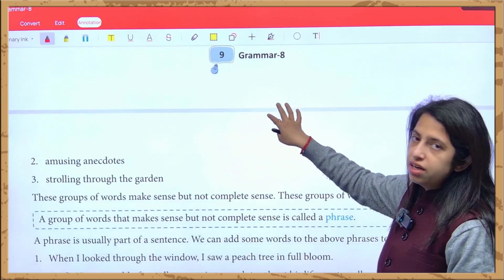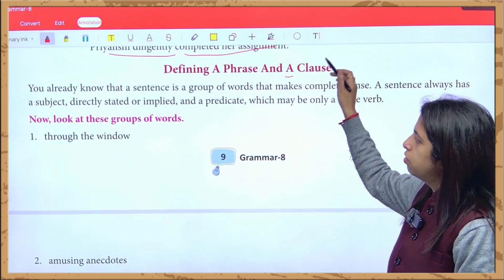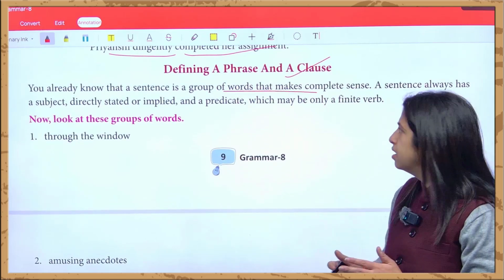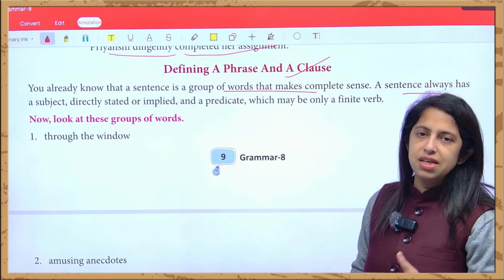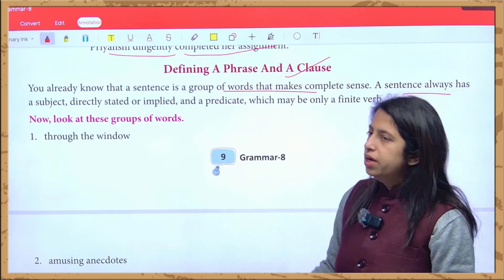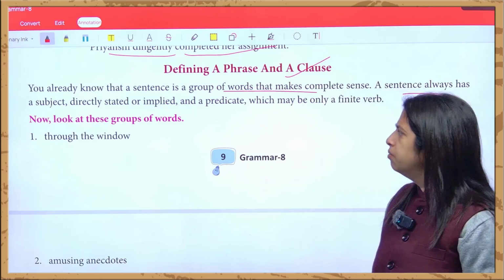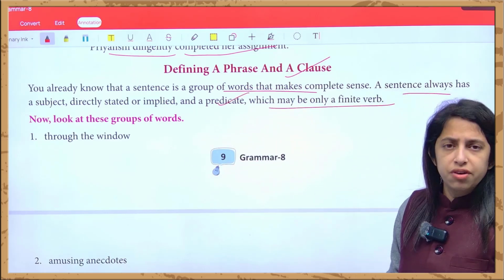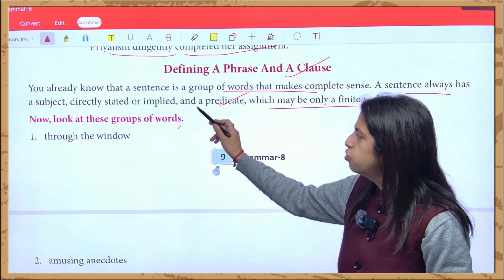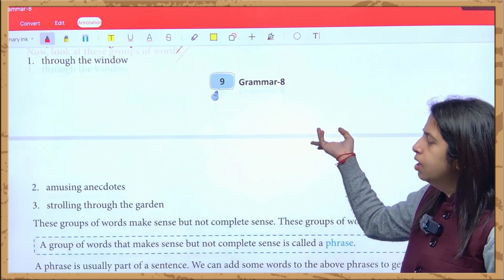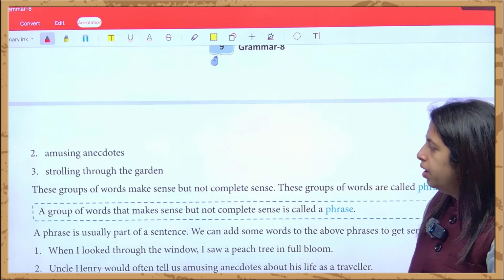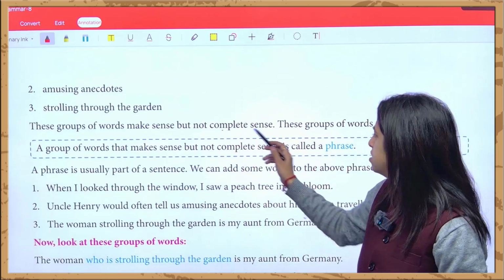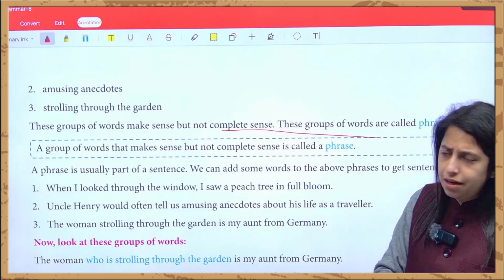Then how can you define a phrase? We all know a sentence is a group of words that makes complete sense. A sentence has a subject, which is sometimes directly stated and sometimes implied, and a predicate, which has a finite verb. Now look at these groups of words: through the window, amusing anecdotes, strolling through the garden. These groups of words do not make complete sense.